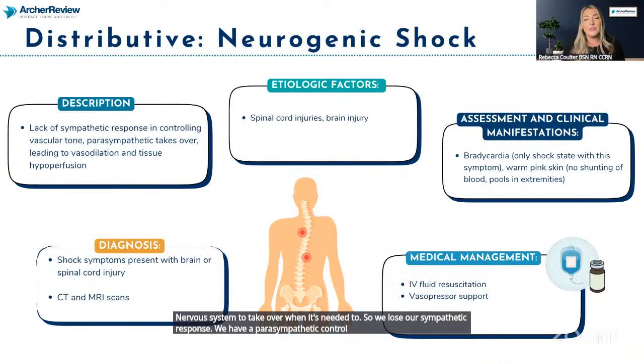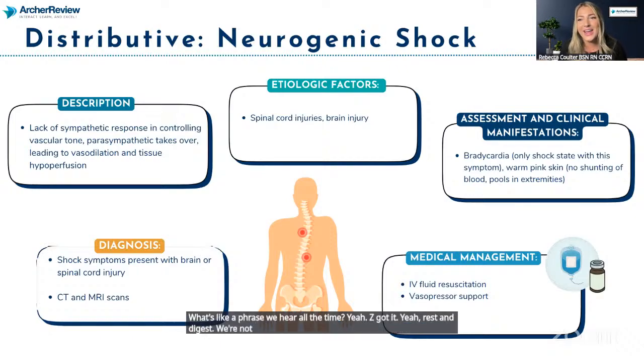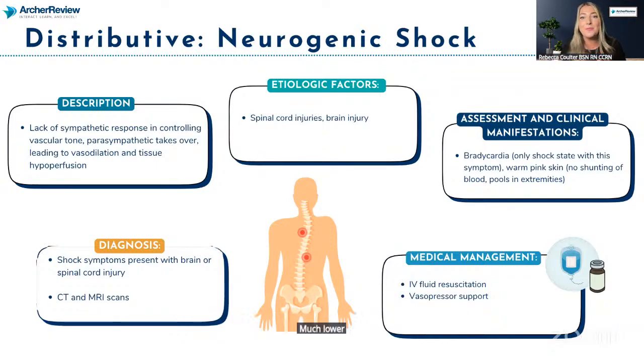What do we know about the parasympathetic nervous system? When are we normally in parasympathetic nervous system control? What's a phrase we hear all the time? Yeah, rest and digest. We're not running from a bear. We're not handling any physiologic stress going on in the body. We are just resting. Very vasodilated. Our heart rate is really low when we're resting and digesting. You know, your resting heart rate when you go to bed is much lower than it is when you're up and moving around during the day because we don't have the same demands.